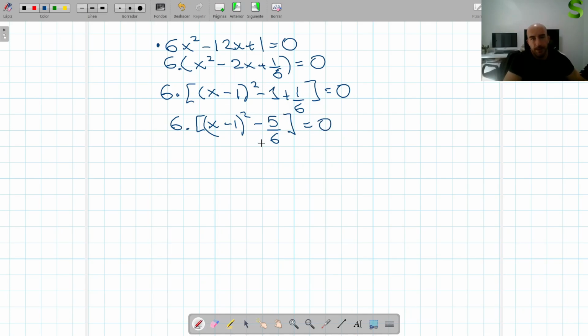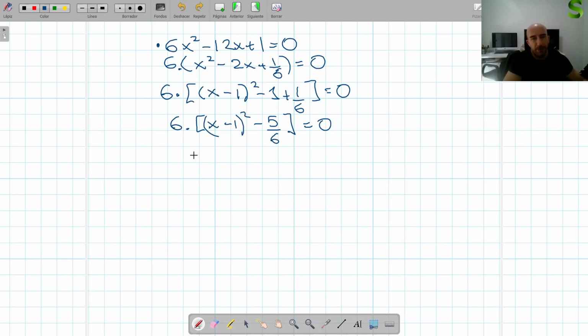Okay, so remember that when two things multiplied are equal to 0, we can solve them independently: a equals 0 or b equals 0. Because if a is 0, whatever b is, the multiplication is going to be 0, and the other way around, when b is 0, I don't care what a is, the multiplication is going to be 0. So 6 can never be 0.